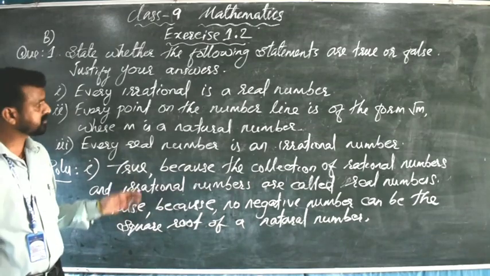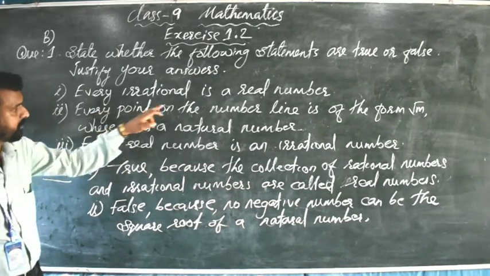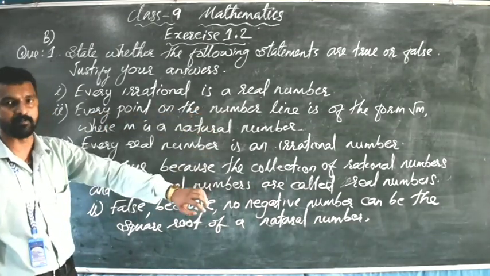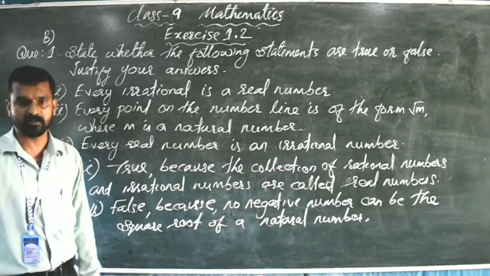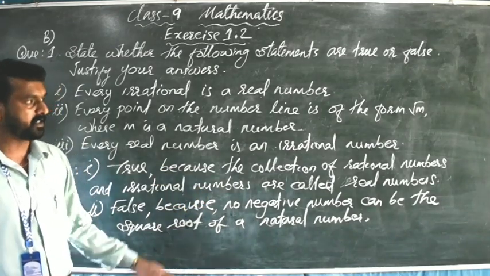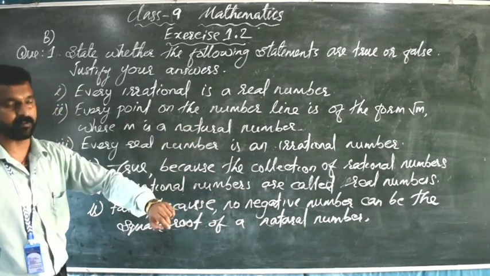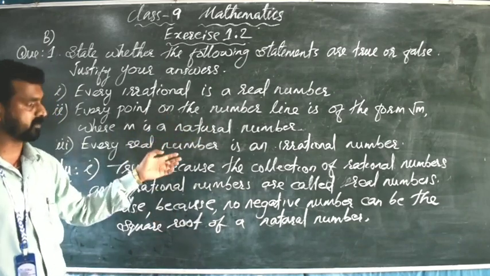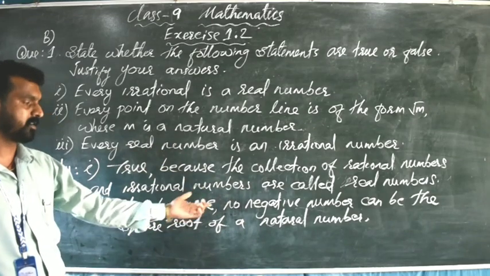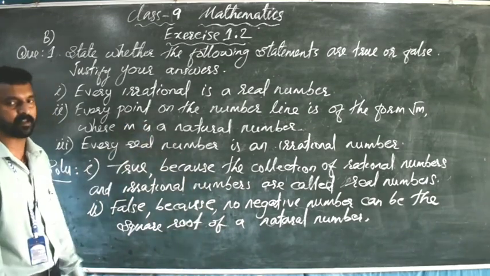Negative numbers are also there in the number line. Here it is given every point on the number line is of the form root n. We know that negative numbers are also there on the number line, but here it is given n is a natural number, so a negative number will not come. No negative number can be the square root of a natural number. So that statement is false.